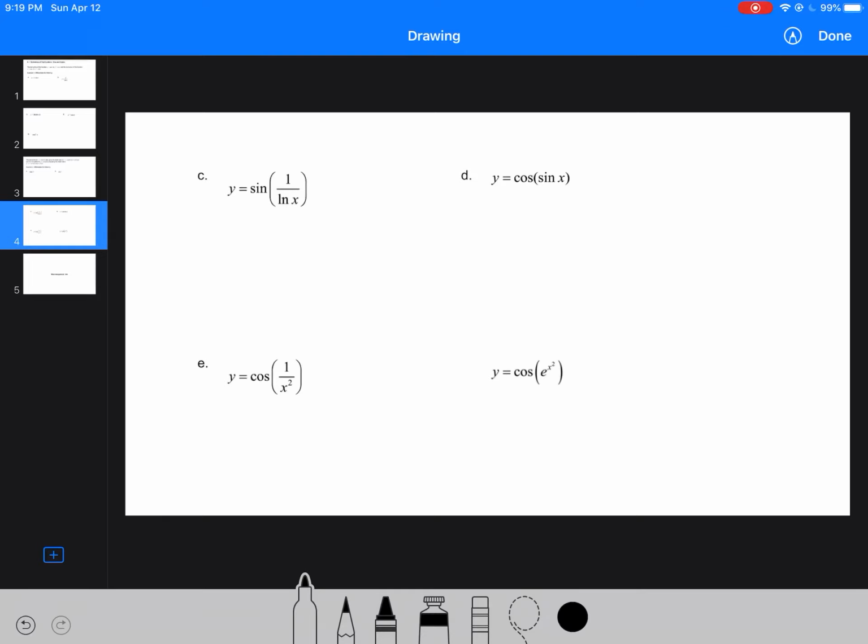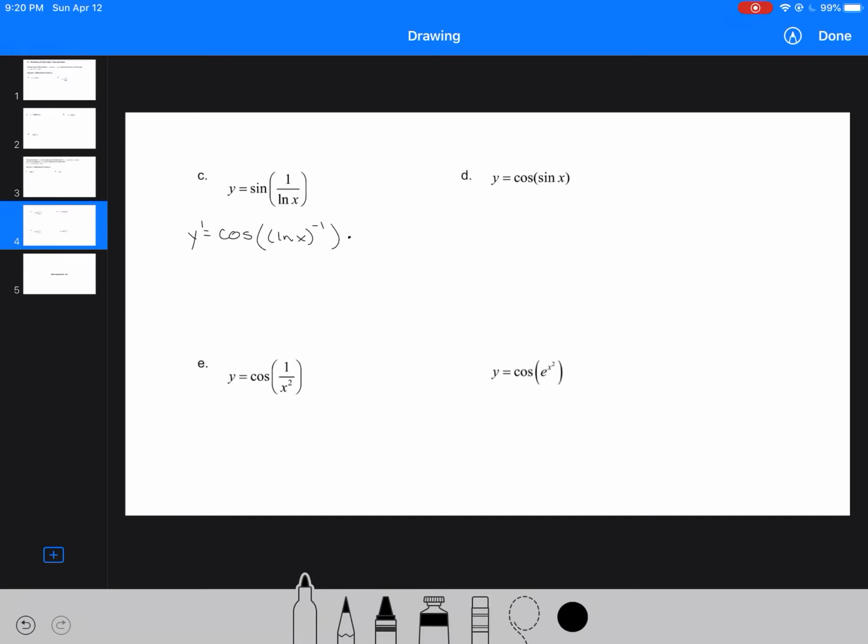The next one we're going to look at is even more complicated. So we've got sine of 1 over ln x. So we've got our outside function, which is the sine. So that's the first thing that we're going to take the derivative of. So we've got cos, and we're going to leave our inside function the same. And here we've got a double chain rule.